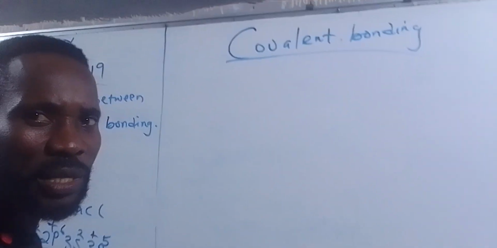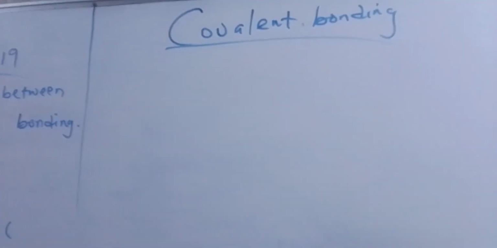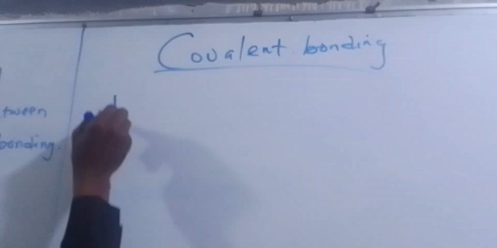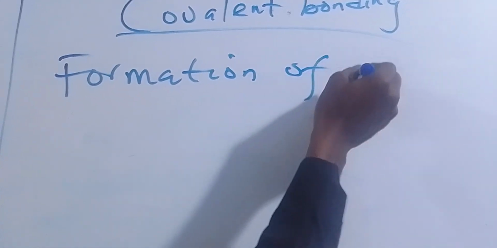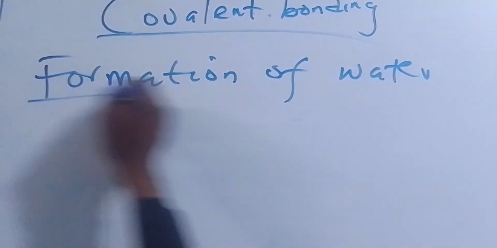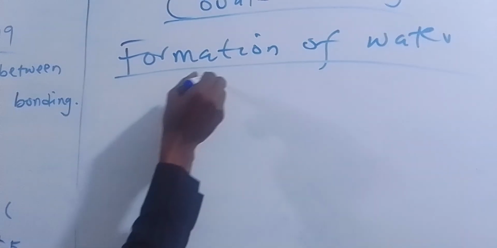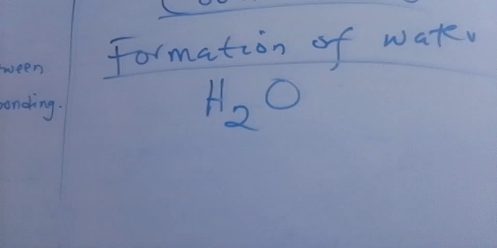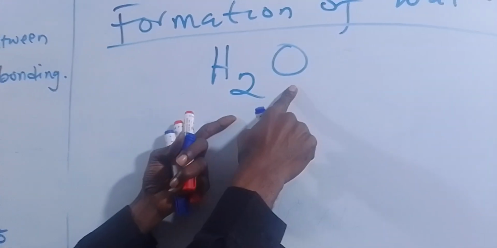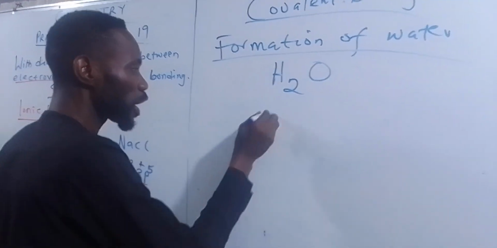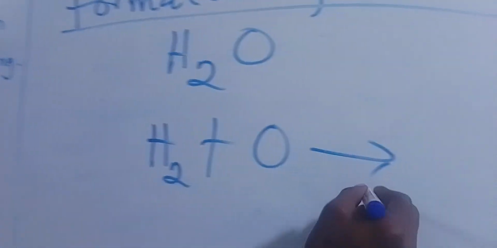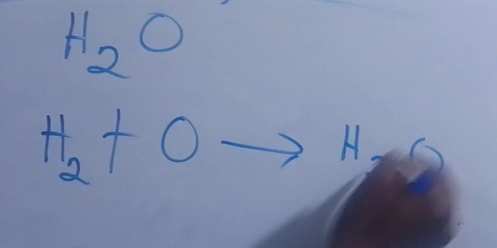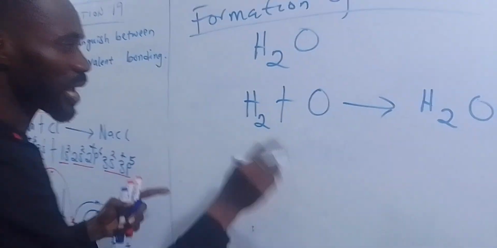Let us take a look at the formation of the water molecule. Formation of water is a good example of a covalent combination. Now, water is H2O, which has two atoms of hydrogen and an atom of oxygen. So I have my H2 plus my oxygen, and this goes to form H2O. In this reaction, what happened?